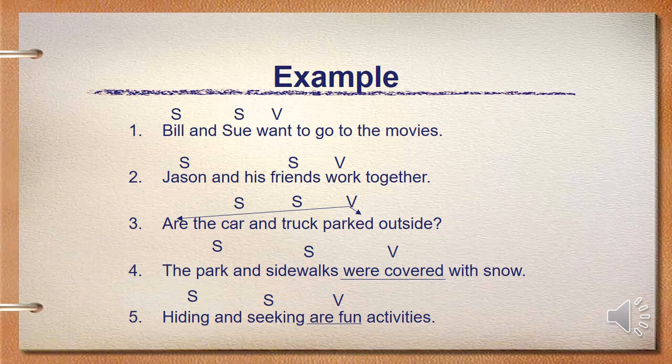Number 4, the park and sidewalks were covered with snow. Hiding and seeking are fun activities. So these 5 sentences are still the simple sentence, but the difference is the formula. We use the formula SSV, or compound subject with one verb.